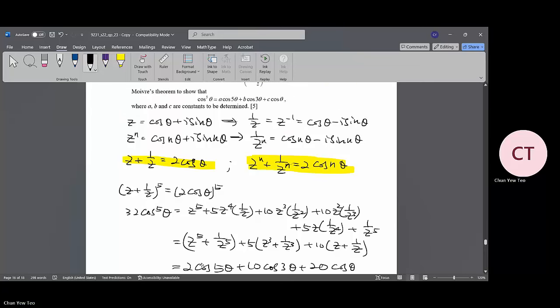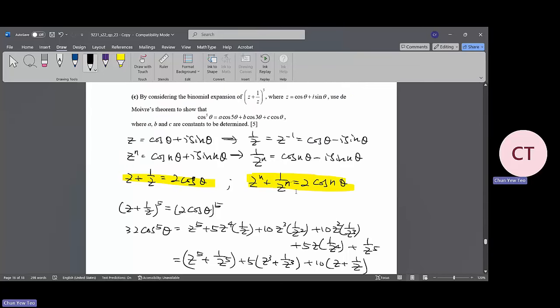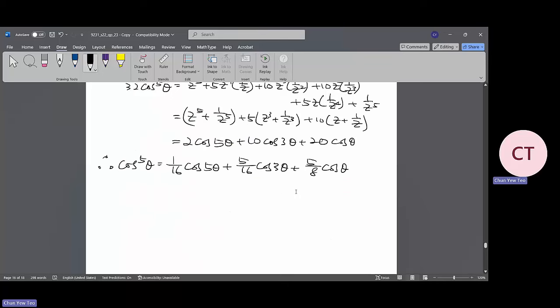So we are looking for cos to the power 5 theta. So cos to the power 5 theta is equal to 2 divided by 32, which is 1 over 16 cos 5 theta. This one is 5 over 16 cos 3 theta. This one is 5 over 8 cos theta. Okay, done. That is the answer for part C. We have found A, B and C. This is A, this is B, and this is C.